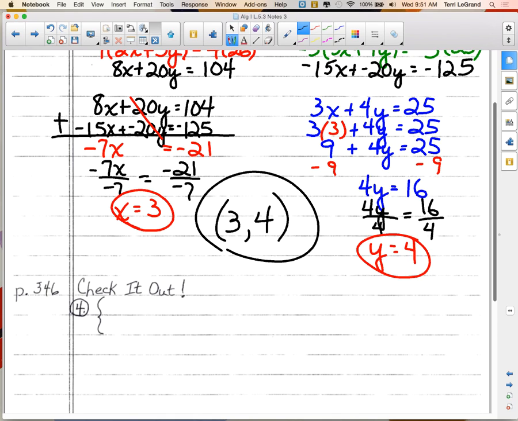So we have the middle of the page, check it out, number 4, what if? Okay, who wants to read that for us? Volunteer to read. Stop working and let's read. Thank you, Austin. Sally spent $14.85 to buy 13 flowers. She bought lilies, which cost $1.25 each, and tulips, which cost 90 cents each. How many of each flower did Sally buy?